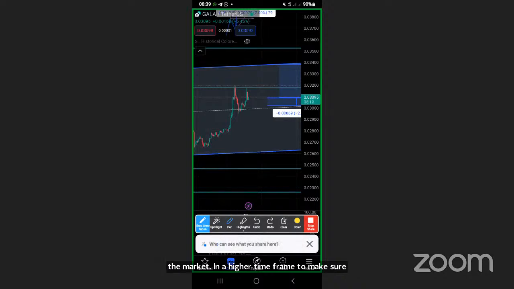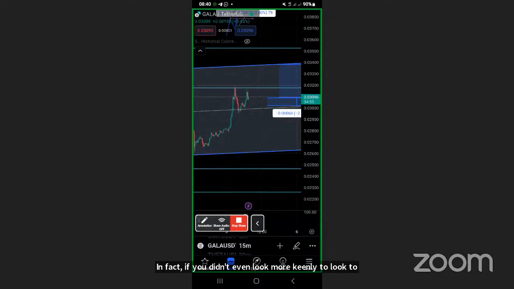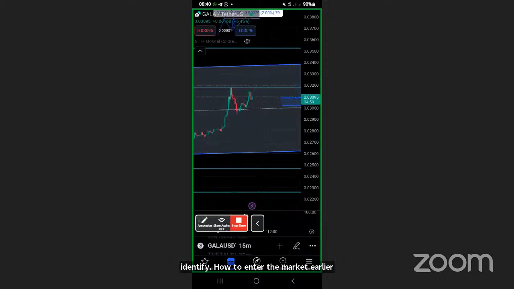But at the end of it all, if in the bigger picture the higher time frame is telling you that this is what is likely to happen, and you go to a lower time frame and find something like this, don't get moved. In fact, look more keenly to identify how to enter the market earlier. Like in this case, if you entered at the current price, it's still good.